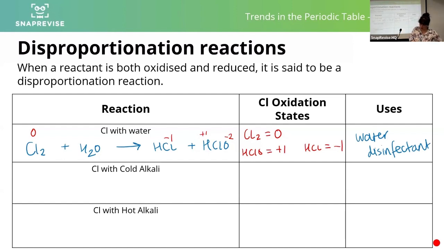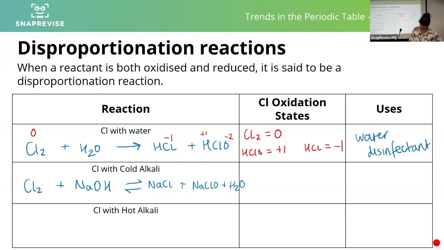What about with a cold alkali then? Chlorine with a cold alkali, Cl2, NaOH. This is technically a reversible reaction. What's formed? Notice it's a similar reaction to the one above, in that instead of HCl, we've got NaCl, and instead of HClO, we've got NaClO. And then there's also the addition of water, because we've got those extra hydrogens and oxygens, which need to be dealt with.